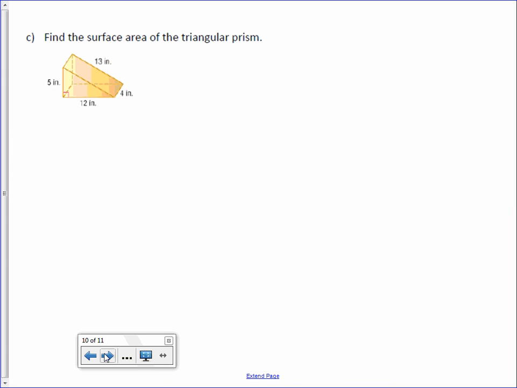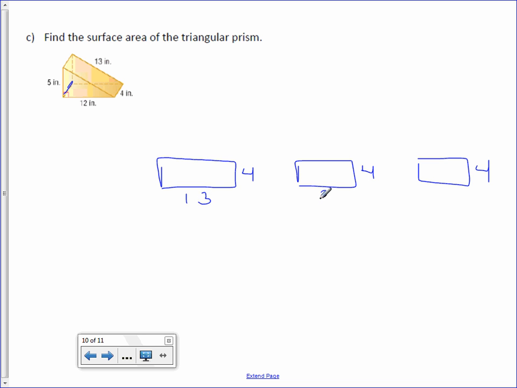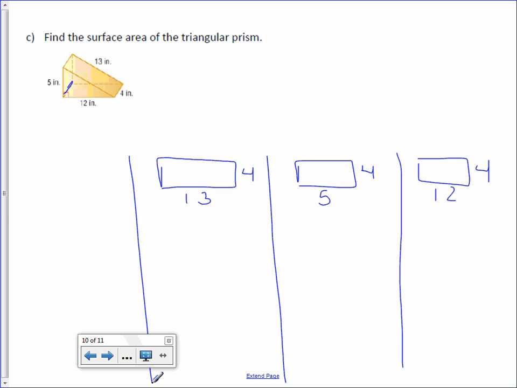Letter C. From base to base, the height is 4. So I know the three rectangles are going to have a dimension of 4. And the other three dimensions are 13, 5, and 12. Our triangles, there are two of them, have a base of 12 and a height of 5.